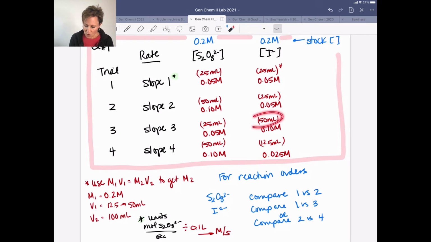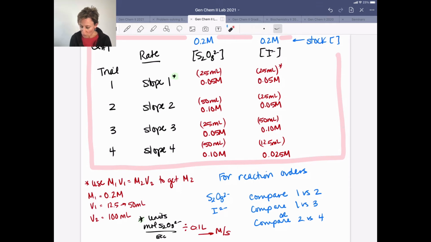This is actually the only one that I could have here for this, because look at the rest of these. These are all different concentrations of I-. I know that from the volumes that I added. So the only reaction where I am holding the concentration of I- constant is in trial 1 and trial 2. So I have to use that to determine the reaction order with respect to S2O8.